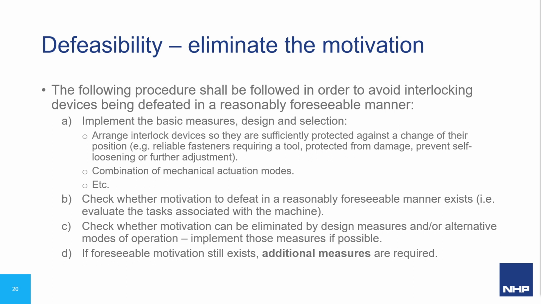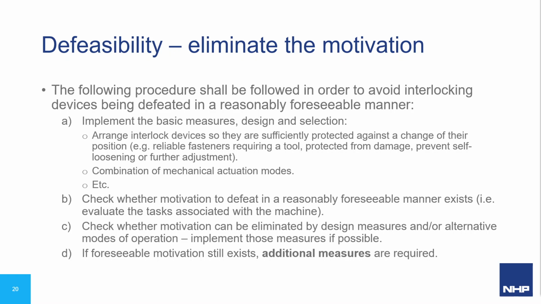This is the step-by-step guide. A. Firstly, basic design and selection of the interlocking devices. Make sure that they are sufficiently protected against inadvertent change and are secured in their positions. Use reliable fasteners that require a special tool, protect them from damage and breakage, prevent them from self-loosening using Loctite or similar adhesive. Use a combination of direct and indirect mechanical actuation, etc.